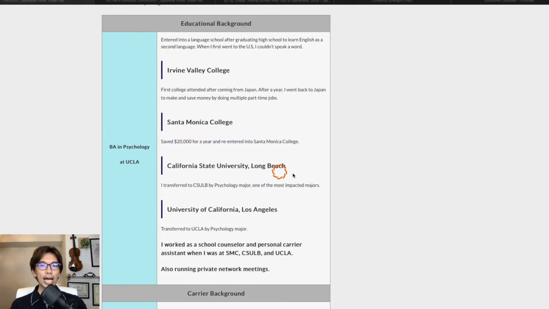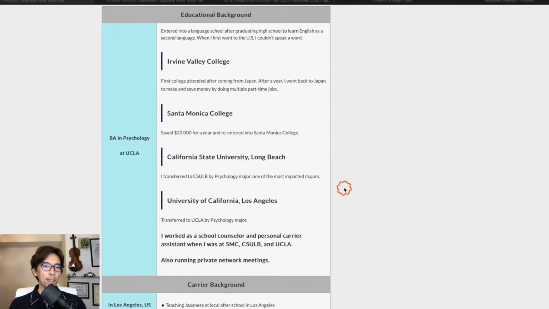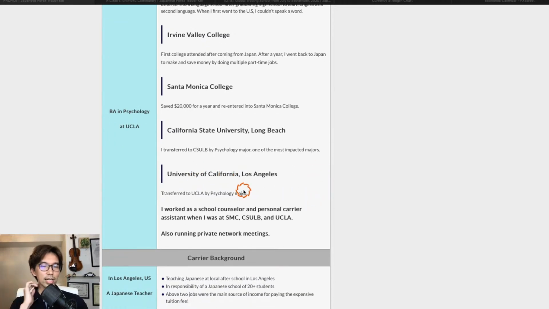But at some point, I wanted to do more research, and I was more interested in doing research, and that's why I transferred from Cal State Long Beach to the University of California, Los Angeles, and finished my whole study at UCLA. I transferred to UCLA as a psych major.